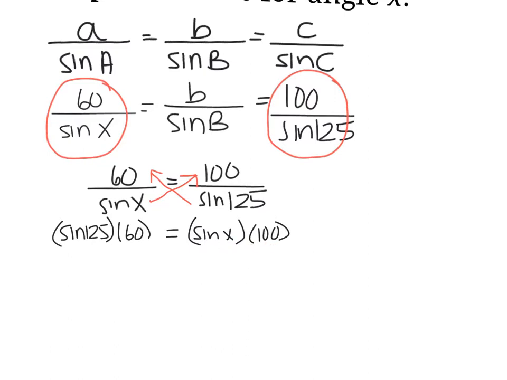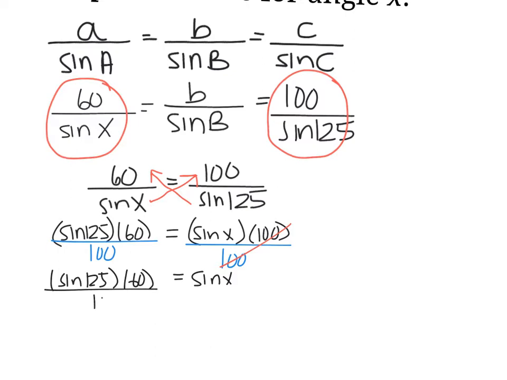We know we can get rid of that 100 by dividing by 100 on both sides. We know that that's going to go away. Please do not throw this into the calculator yet. We want to only use the calculator one time so that our answer is as exact as possible. So do not put this in the calculator just yet, because x is still not by itself.